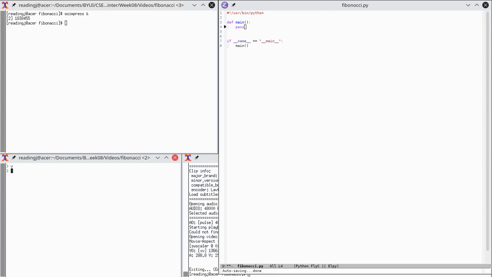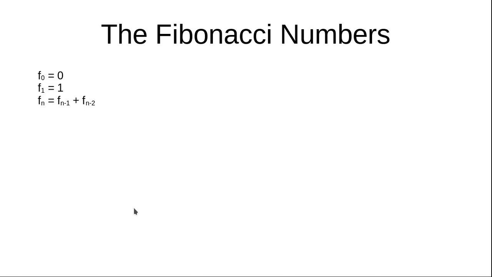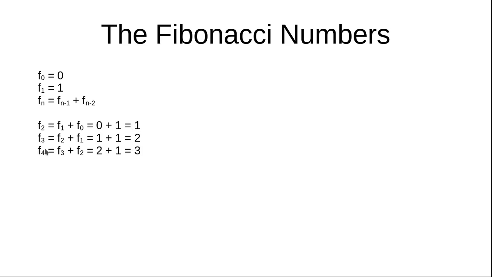So Fibonacci numbers are defined as f sub 0, the zeroth Fibonacci number, is 0, the next one is 1, and each successive number is the sum of the previous two. What does that mean? So f sub 2 is 0 plus 1 equals 1. F sub 3 is f sub 2 plus f sub 1, or 1 plus 1 equals 2. F sub 4 adds the 2 and the 1 to get 3.